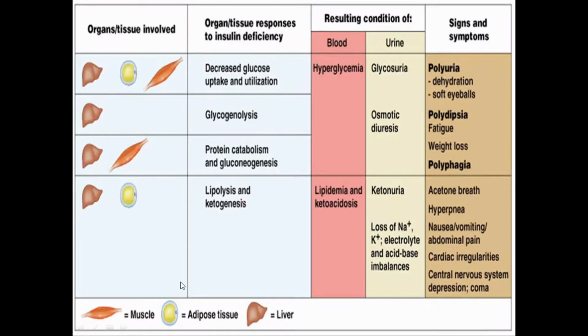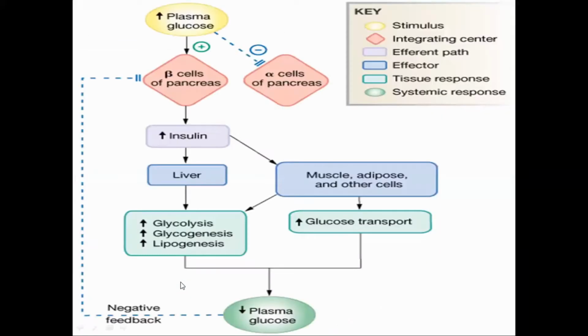And then problem with lipolysis and ketogenesis. So in blood, lipidemia and ketoacidosis is there. In urine, ketonuria, and loss of sodium, potassium, and electrolyte imbalances, acid-base imbalances are there. Signs and symptoms: there is acetone breath, or sometimes this fruity smell, and then hyperpnea, nausea, vomiting. So these are just the signs and symptoms, the features. I will not go into the details of these. Okay. So physiologically, this is more important.